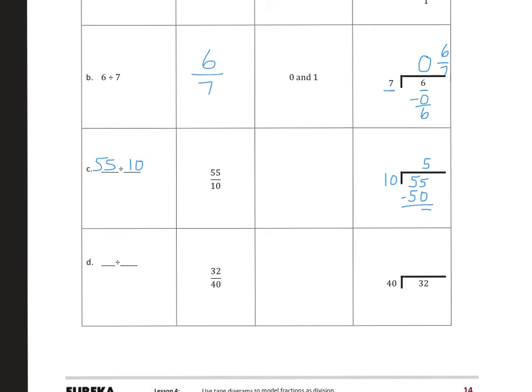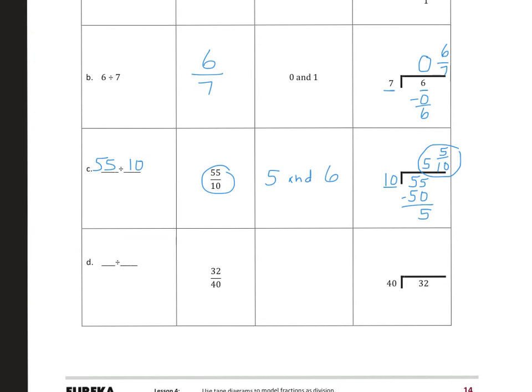What do we have left over? We have 5. That's going to become our fraction as the numerator, and the 10 will become our denominator. So the answer, the mixed number, is 5 and 5/10. That tells me that this fraction, 55 over 10, which is the same thing as 5 and 5/10, is going to be between the whole numbers 5 and 6.